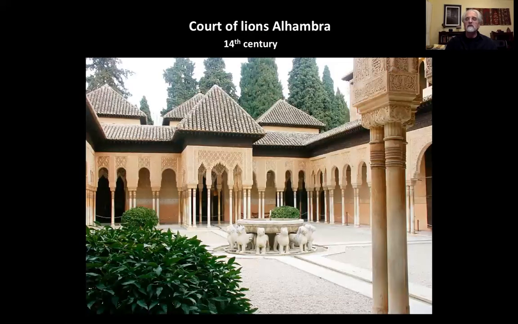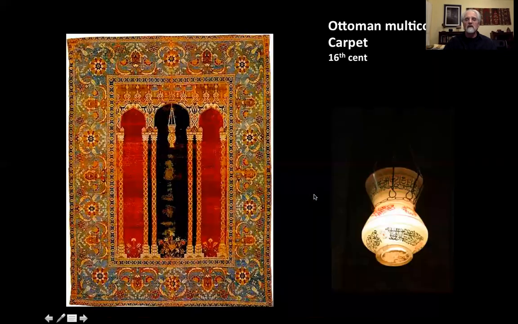And so here's an example of an architectural feature from the Alhambra, which is in southern Spain, the Moorish area. And you can see the arches and columns that appeared in that rug. And here's an example of a mosque lamp, very similar to the one here. You can go out and buy one of these today. These are still available.